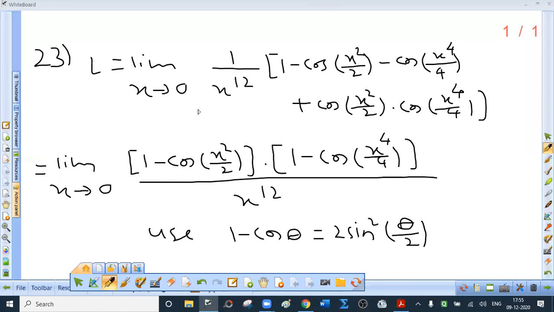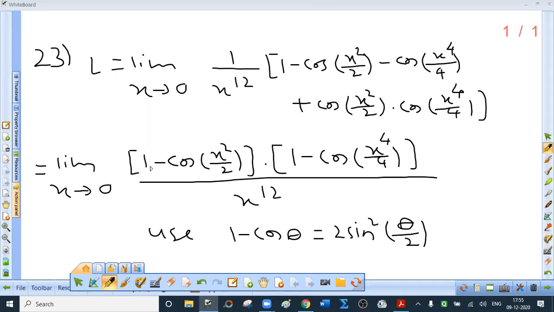Sum number 23. Let L be the limit x tends to 0, 1 upon x raised to 12 into, in bracket, 1 minus cos of x square by 2, minus cos of x raised to 4 by 4, plus cos of x square by 2 into cos of x raised to 4 by 4. Actually, I have omitted one step. You should write this as, put this in bracket. Take minus cos of x raised to 4 by 4 common to get again the same thing in bracket, 1 minus cos of x square by 2. Take that bracket common. So what is the numerator? This is the numerator, denominator as it is.